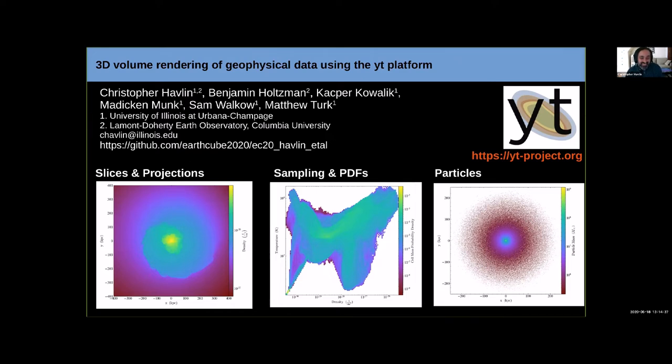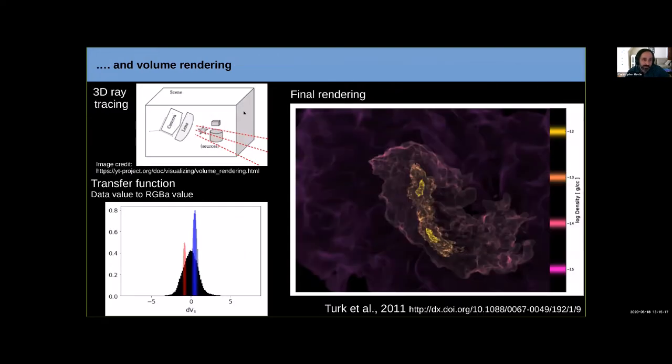So the aim of this notebook is to demonstrate an initial use case of the YT platform in 3D volume rendering of geophysical data. Specifically, I'm talking about seismic tomography in this notebook. I just have a couple of intro slides before I show you a brief overview of the notebook. The YT platform is an open source Python library that was built originally for visualization of 3D astrophysics data sets. It can do a lot of nice plotting and analysis, including slicing and projections through 3D volumes, sampling along paths through volumes, probability distributions, particle plots, and the focus of today's notebook, volume rendering.